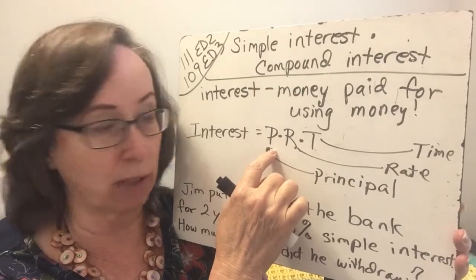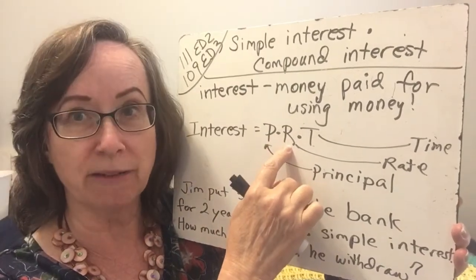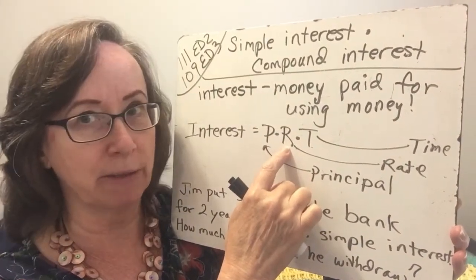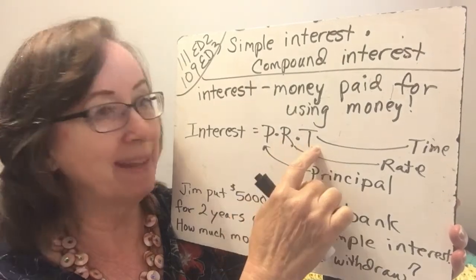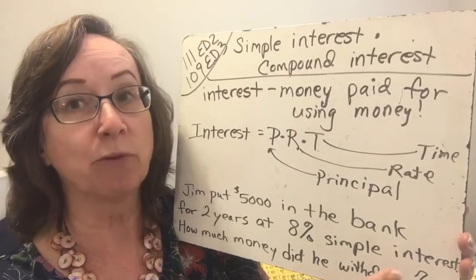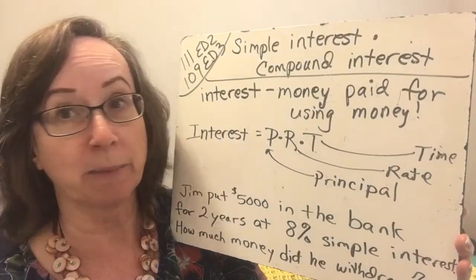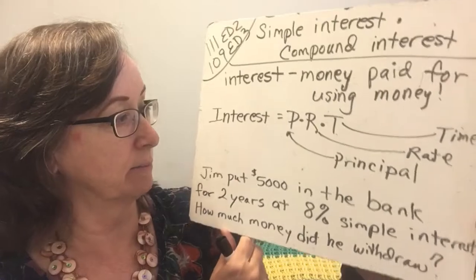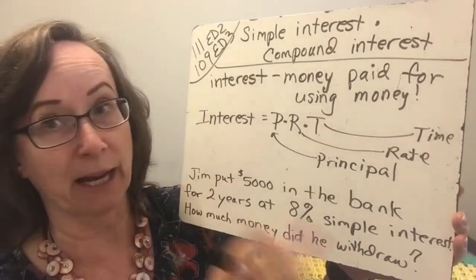So principal times rate times time is the formula, which simply means the amount of money you borrow or loan, the rate of interest that you borrow or loan it at, and then the time that transpires before you get your money back again or give the money back to the owner.